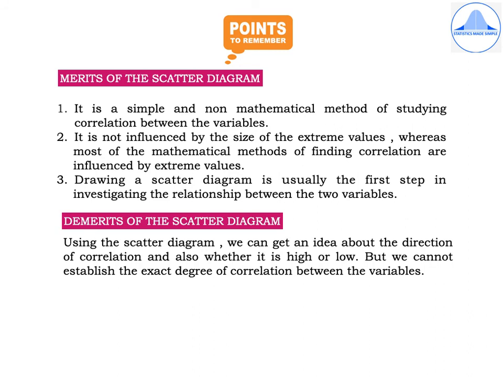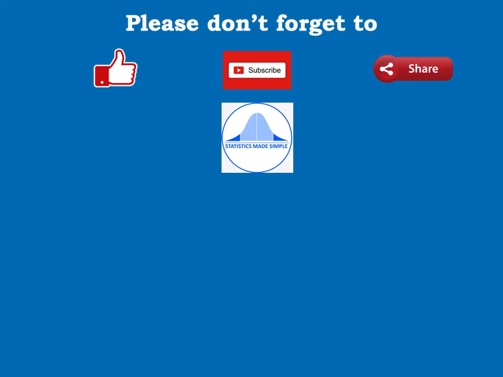A demerit of the scatter diagram is that using the scatter diagram, we can only get an idea about the direction of correlation and also whether it is high or low. But we cannot establish the exact degree of correlation between the variables. Practice drawing the scatter diagram for the various types of correlation.